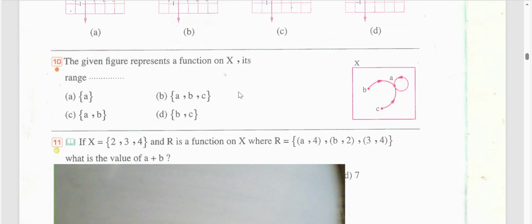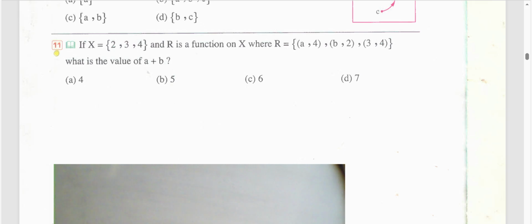Here, the given figure is the function of x. The range, all arrows going to A. Then the range here will be A. Choose letter A. X equal 2, 3, 4 and R is a function here with A and B and 3.